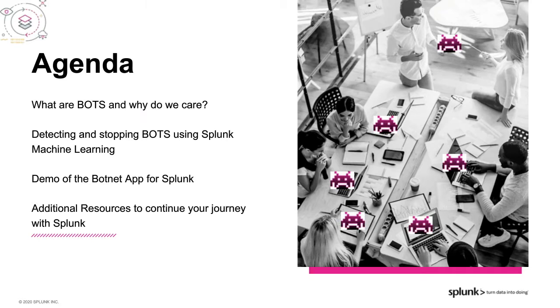Today we have 4 major agenda items. First, we will describe what bots are and why we care. Second, we'll talk about detecting and stopping bots using Splunk machine learning. Third, Anthony will demonstrate the botnet app for Splunk. And fourth, we'll cover additional resources available to help you take advantage of machine learning to detect and stop bots using Splunk. Our team will be available for Q&A throughout over the Q&A feature. And if you are watching a recorded version of this webinar, please continue the conversation through the Splunk community website for any follow-up questions.